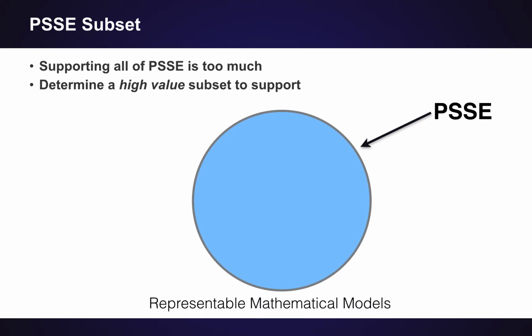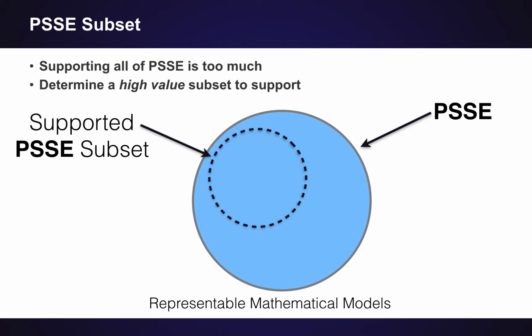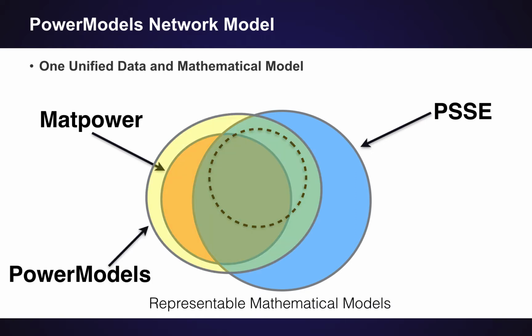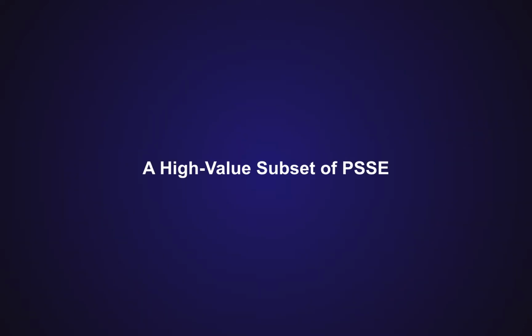So as I mentioned before, supporting all of PSSE is too much. This circle is too big. So what we want to do is first determine a high-value subset of this format to support. So we're going to define a PSSE subset like this. And then we're going to look at, okay, what is the union of the Matpower format and our restricted PSSE format? And this is what the network model for PowerModels will be, something that can include both of these things in their entirety. So let's talk a little bit about developing a high-value subset of PSSE.